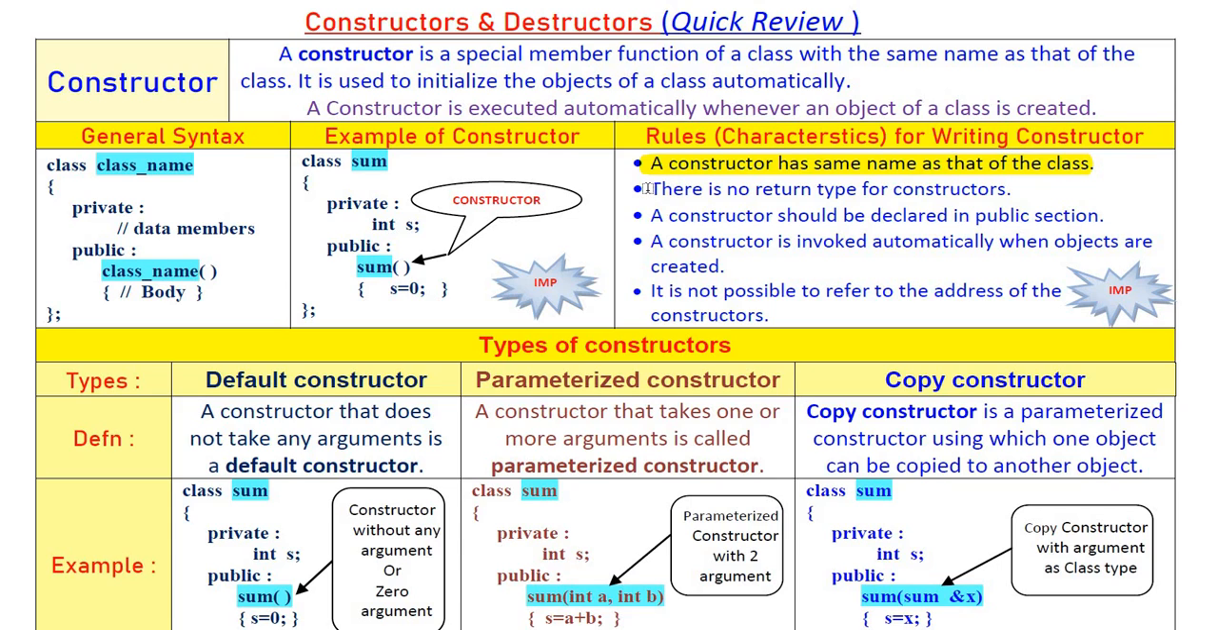Then there is no return type for constructors. Here you can see this is some constructor. Directly we are writing the function name. Before the function name we are not using any data type. So a constructor does not have any return type or data type.